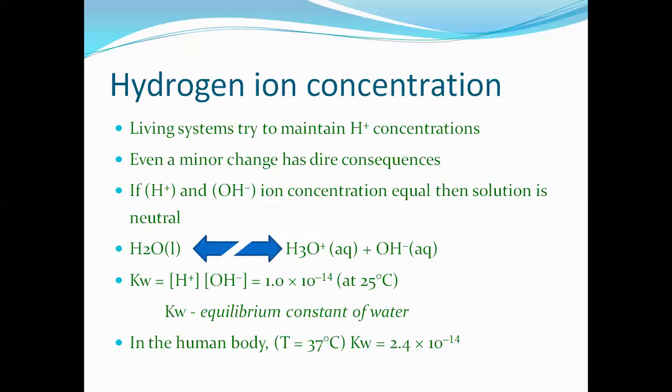All living systems are supposed to maintain their hydrogen ion concentration, because a violation in pH will create a major consequence. For example, acidosis and alkalosis are differences in the pH of blood. That difference is only 0.2. A 0.2 pH change creates a disease in humans or any other animal.